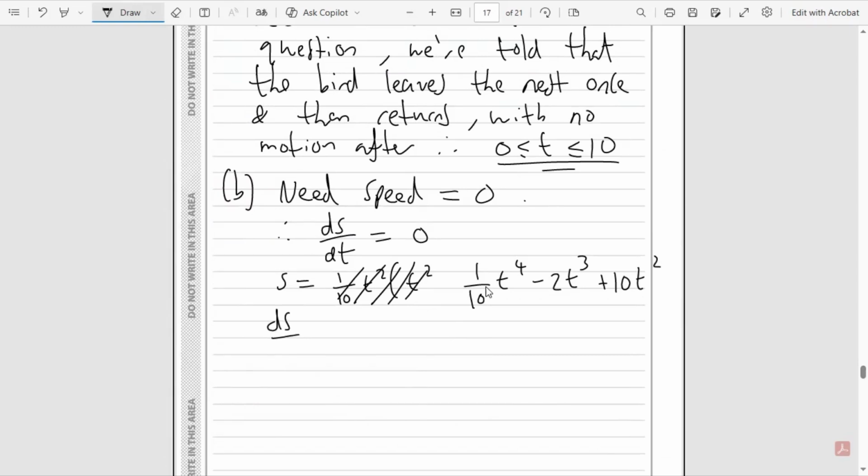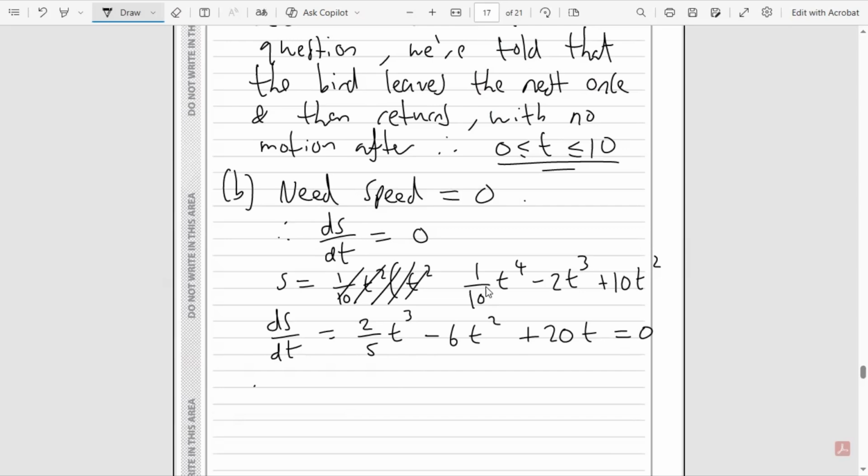So ds by dt, differentiating, is going to lead us to 4 over 10 t to the power 3. I'm just going to simplify that to 2 over 5, so 2 over 5 t to the power of 3. Then for the next term, that will give us a minus 6t to the power of 2, and for the last term, a plus 20t. And we need to set this to 0.